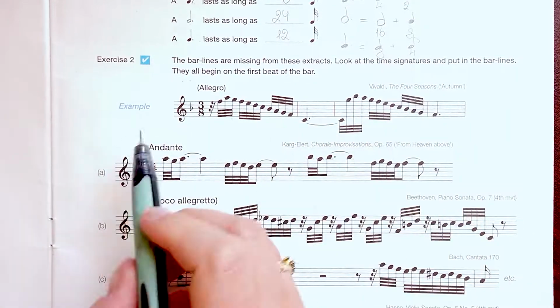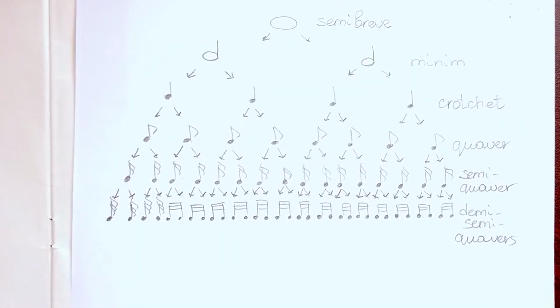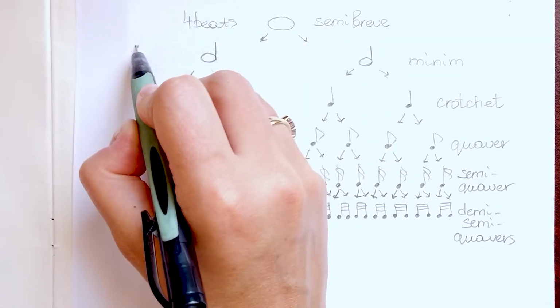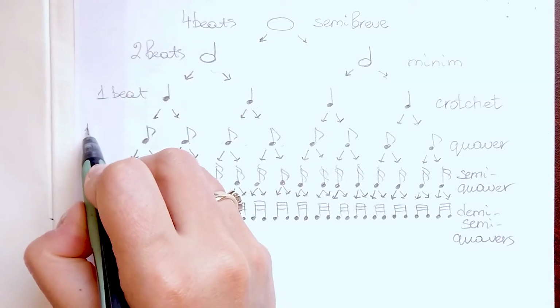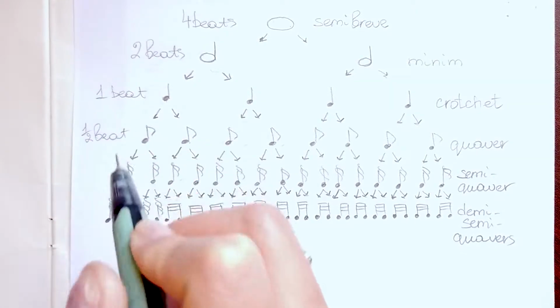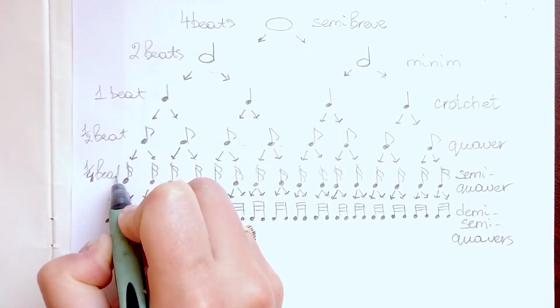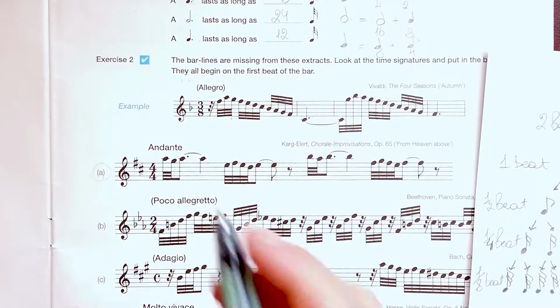Here we have 4 crotchets in a bar, and we have to repeat how long each note gives us: 4 beats for a semibreve, 2 beats for a minim, 1 beat for a crotchet, half a beat for a quaver, a quarter beat for a semiquaver, and an eighth part for a demisemiquaver. In this case, let's count.